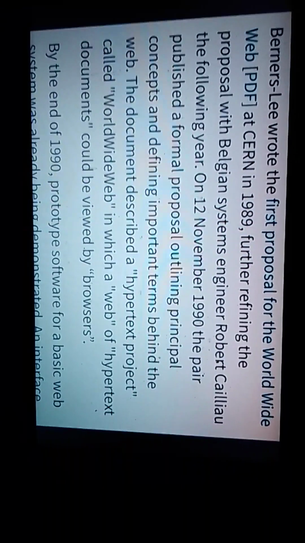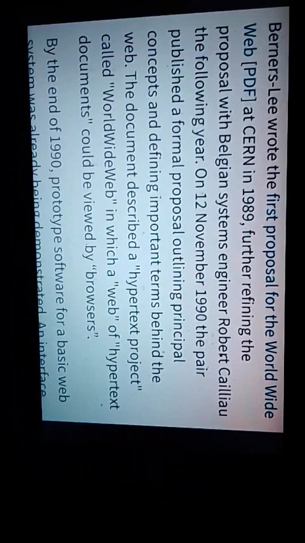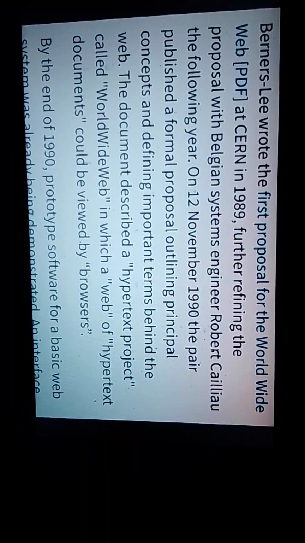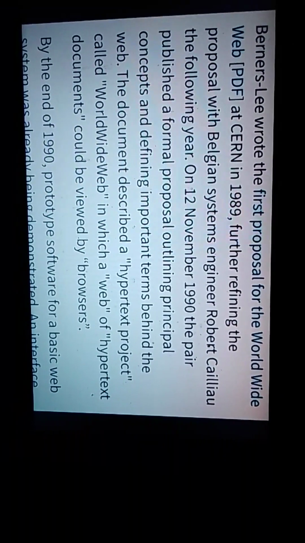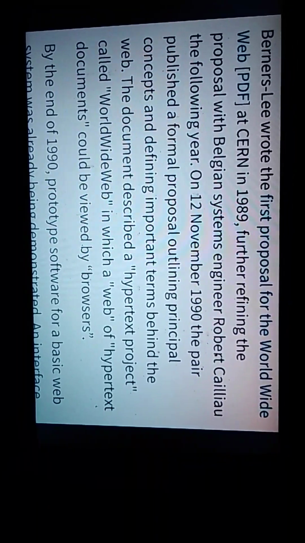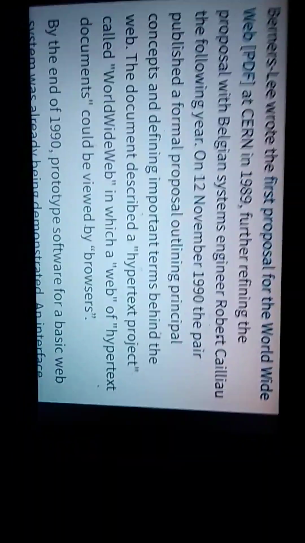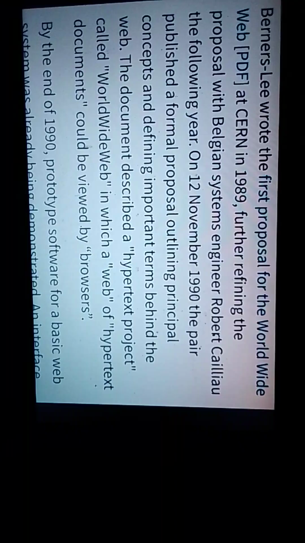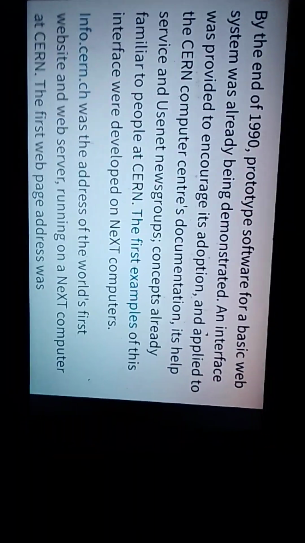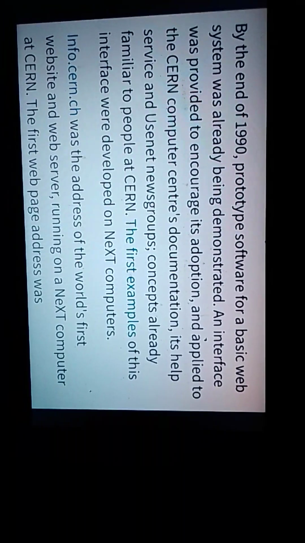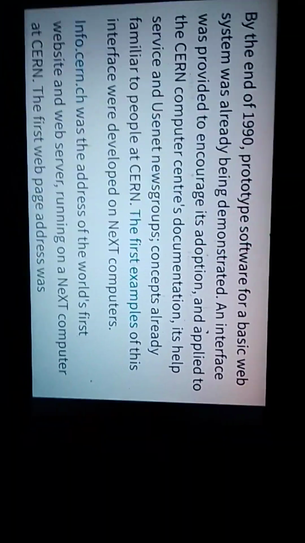On November 12, 1990, the pair published a formal proposal outlining principal concepts and defining important terms behind the web. The document described a hypertext project called World Wide Web, in which a web of hypertext documents could be viewed by browsers. And by the end of 1990, prototype software for a basic web system was already being demonstrated.